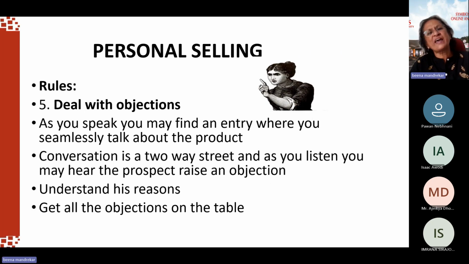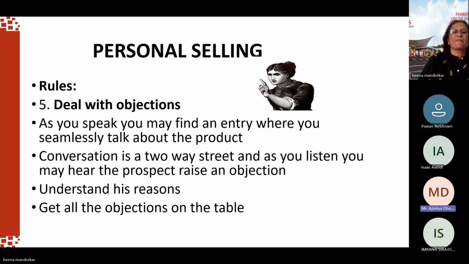Now, certain prospects may have objections. Sometimes you get an entry and you talk about your product seamlessly. Sometimes a conversation is a two-way street, and you listen and you hear an objection being raised by the prospect. Understand it. Don't say, no, no, no, that is wrong, that is wrong. The customer is king. You can never tell the customer he's wrong. Take the objections, put it on the table. Take the second objection, put it on the table. Have them ready and then deal with them one by one.